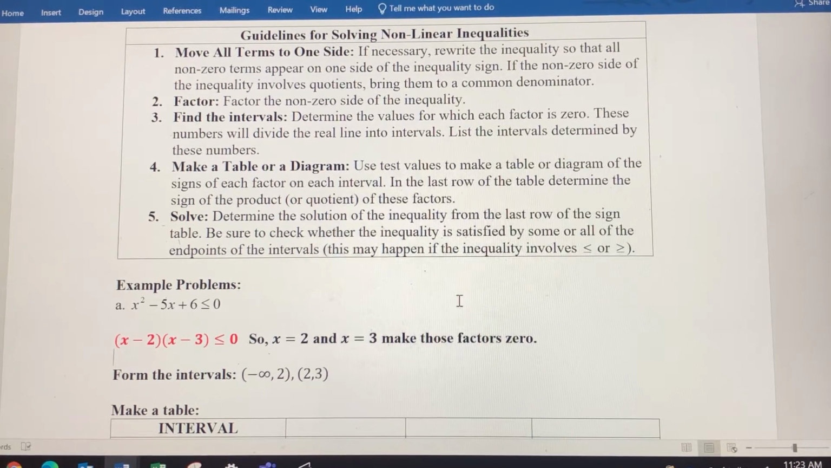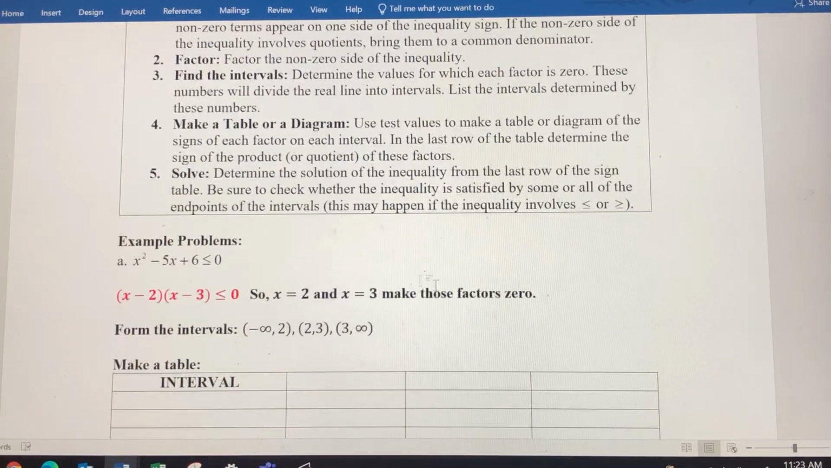Okay, so my next interval is going to be from 2 to 3, and then my final interval for this one is going to be from 3 all the way up to positive infinity. Okay, so I've done step 3. I've found my intervals. Start at negative infinity, go to the smallest 0, and then the interval between these two zeros, and then the interval from positive 3 to positive infinity. Okay, so these are the intervals that I need to set up.